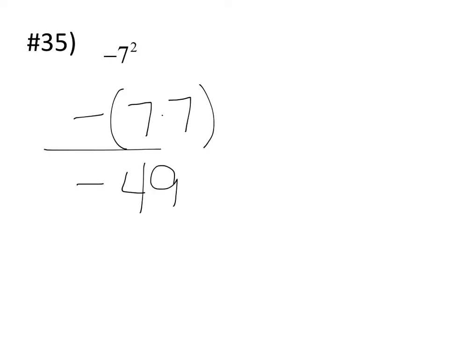First thing is -7 squared. So what is being squared here? Just 7 is being squared. So this is technically -7 times 7, which is -49.